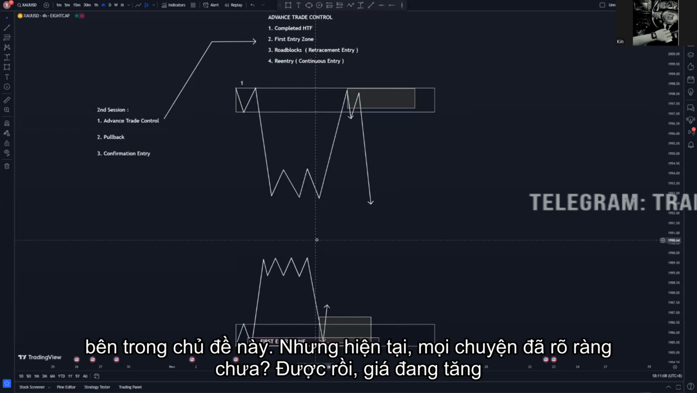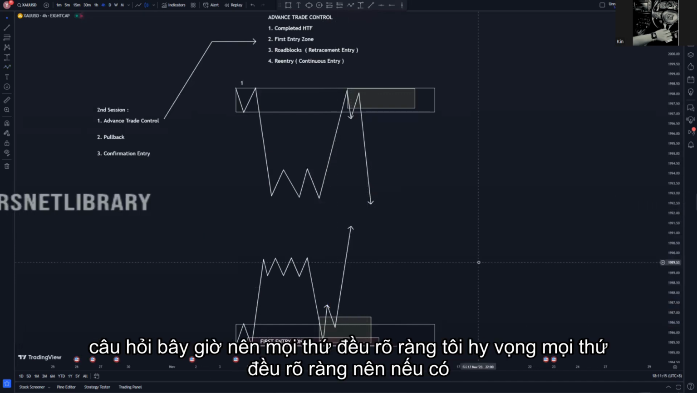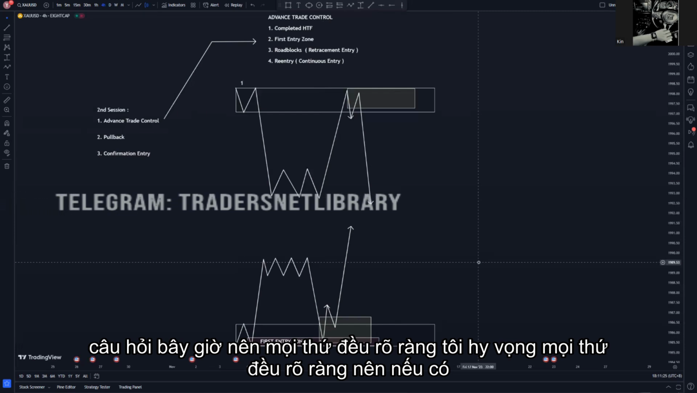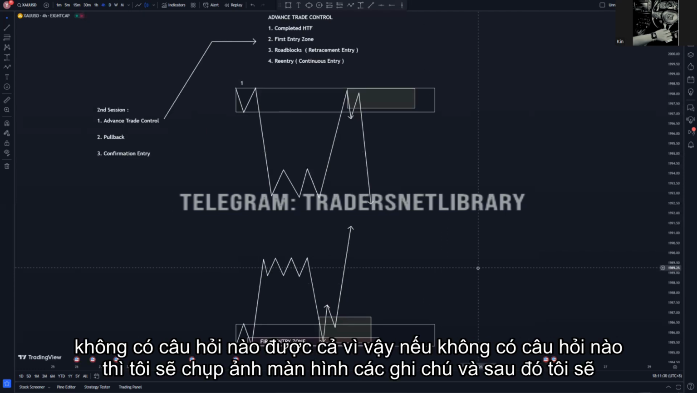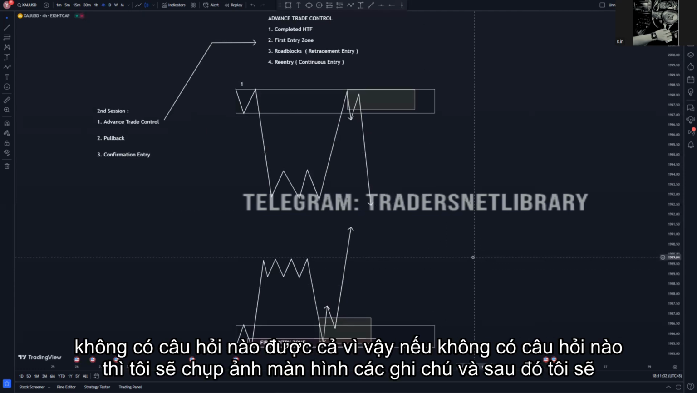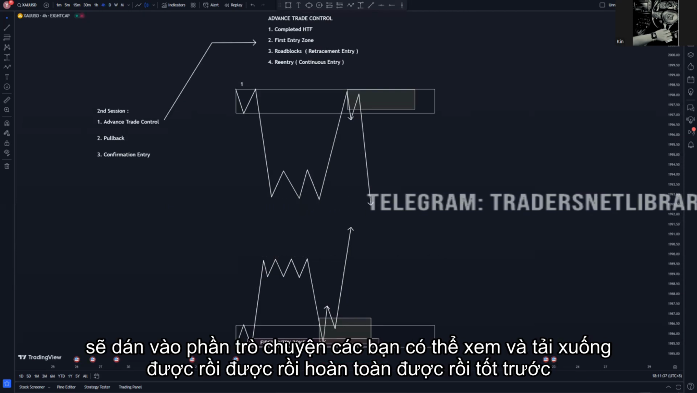Is everything clear? The price is going to make a pullback, and then we're going to get the second entry like this. Is there any question for now? All right, so everything is clear, I hope. If there is no question, I'm just going to screenshot the notes and paste them on the chat. You can see it and download it, right? Okay, it's loading. All right, good.